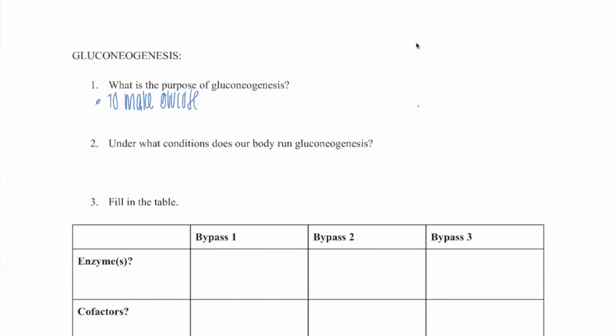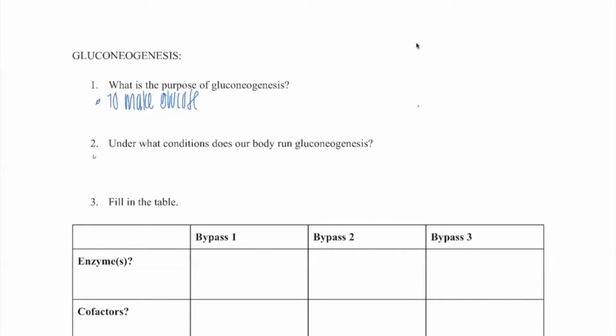So for example, on a test, if you got this question, it would be great if you could just quickly write a bullet point and just say to make glucose, right? That tells the grader that you know what the answer is, quickly, short and sweet, all right? And that's what they're looking for, all right?